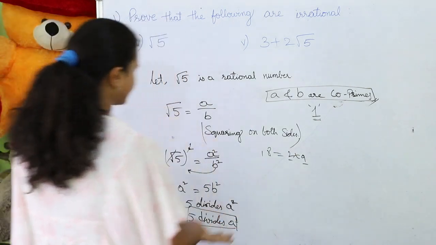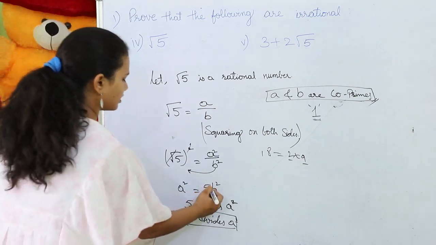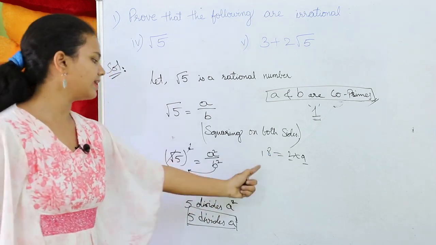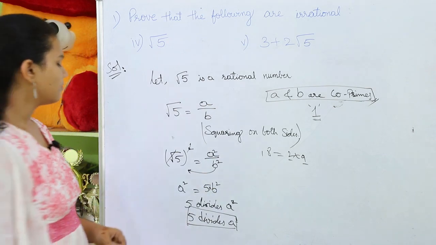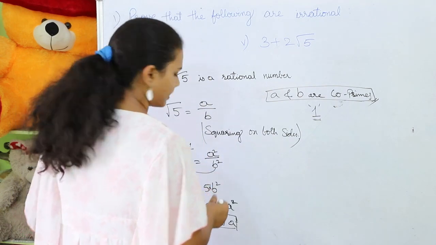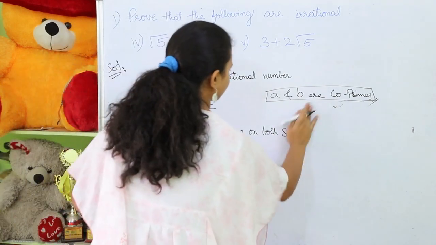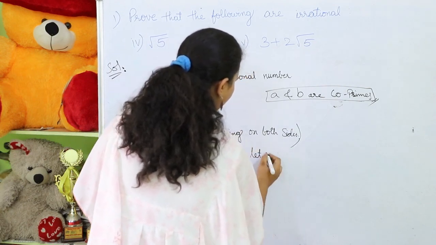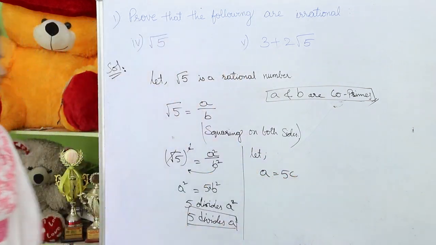Here a square equal to 5 into b square. As 2 divides 18, 5 divides a square. So I have said 5 divides a square, and if 5 divides a square, then 5 divides a also. Now let's consider a equal to 5c. Here we have taken b as a variable, now you take c.